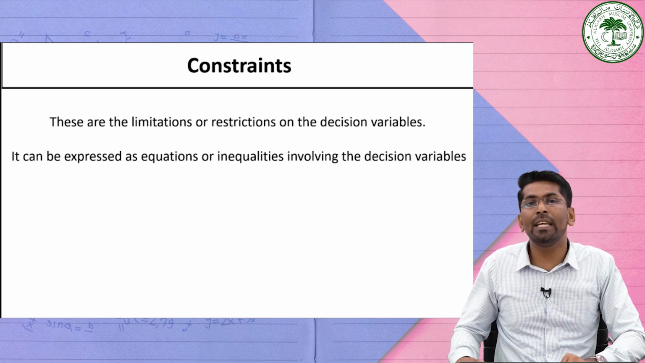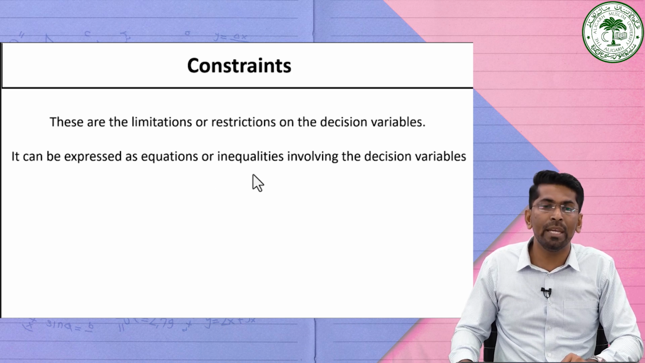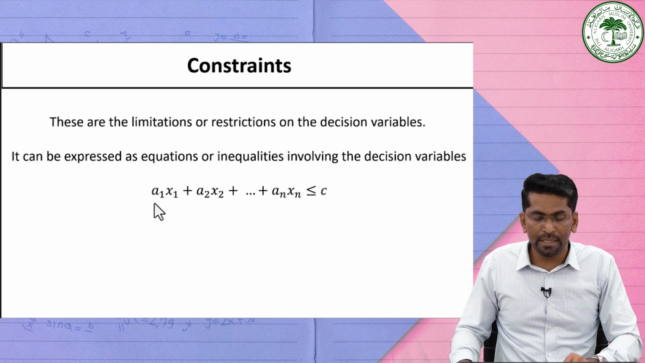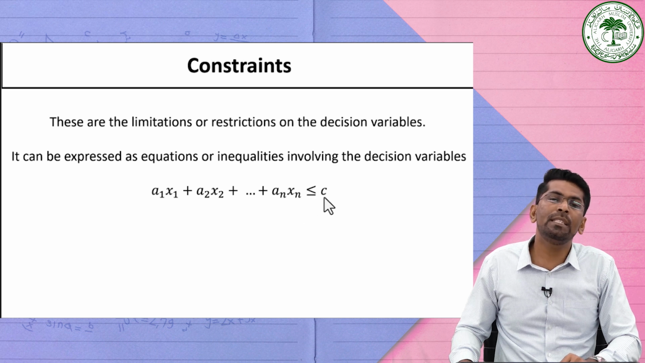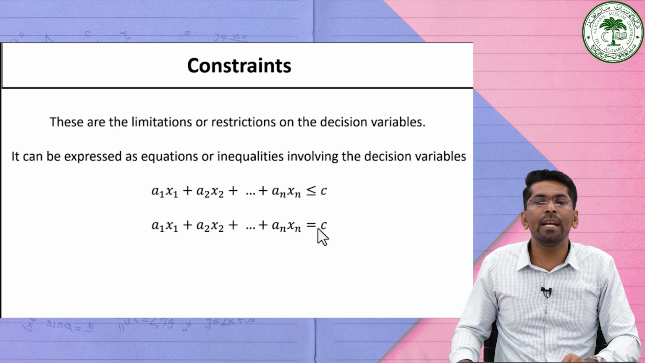Constraints can be expressed in terms of equations or inequalities involving the decision variables. For example, here we have a1 x1 plus a2 x2 plus up to an xn, which is less than or equal to a particular constant C. This C will be the constraint. Similarly, we can also write the same constraint as equal to a particular limitation. In this way, we can define the constraint.